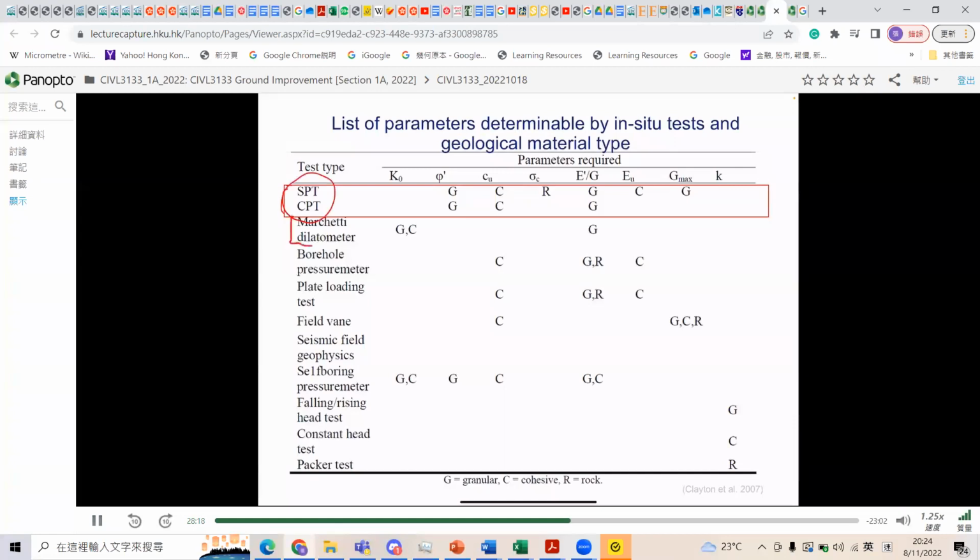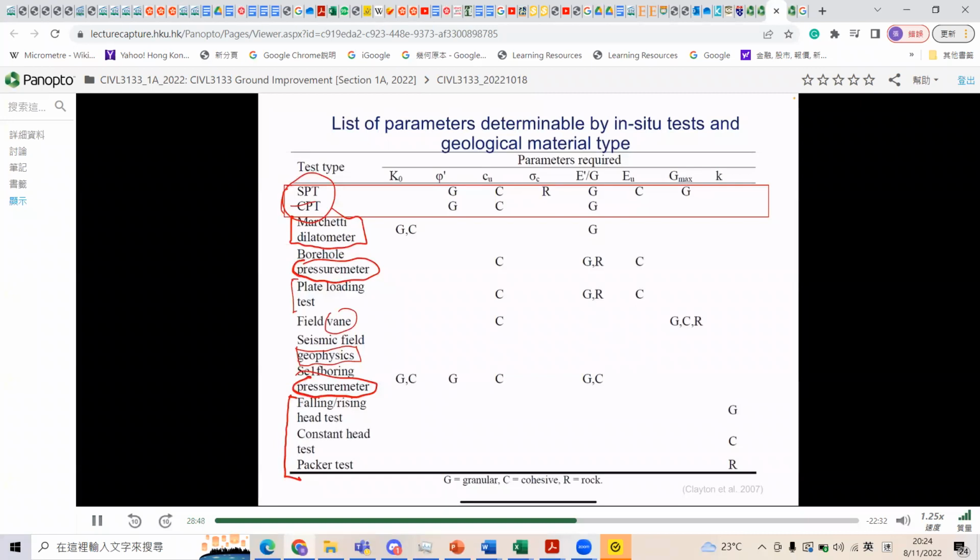You can probably look at this table. You can see a Marchetti dilatometer, as we talked about. We have pressuremeter, plate loading tests. For those of you that have worked in the field, you've probably seen some of this. We have vane tests. Then you have geophysics tests. You have different types of pressuremeter. These are in situ permeability tests. We can also measure the in situ permeability of the ground using falling head test, constant head test, Packer test. Of course, Packer test would be in rock, right?